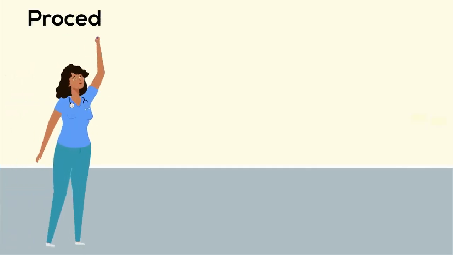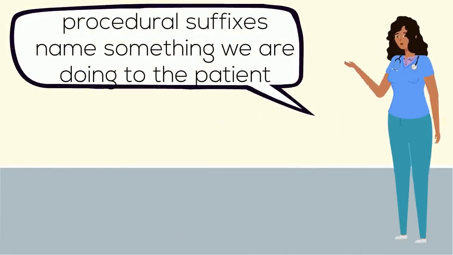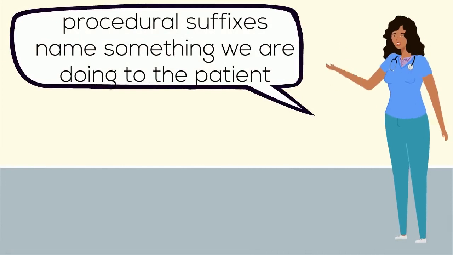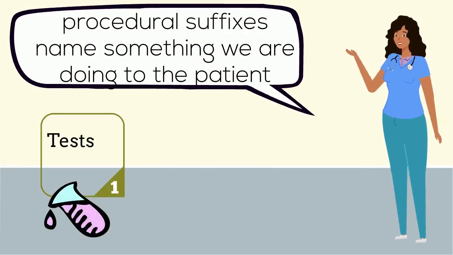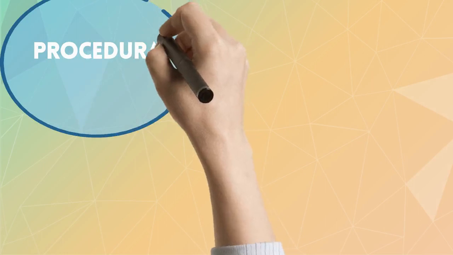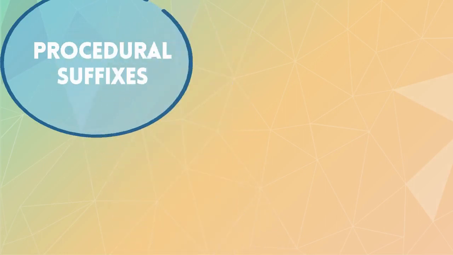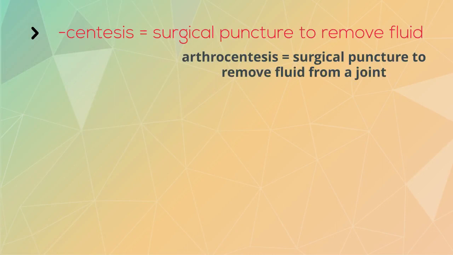All right, next we're going to talk about procedural suffixes. Procedural suffixes name things that we're doing to our patient. Things like tests, treatments, surgeries. Okay, for our procedural suffixes, we start with centesis, surgical puncture to remove fluid. Arthrocentesis, surgical puncture to remove fluid from a joint.